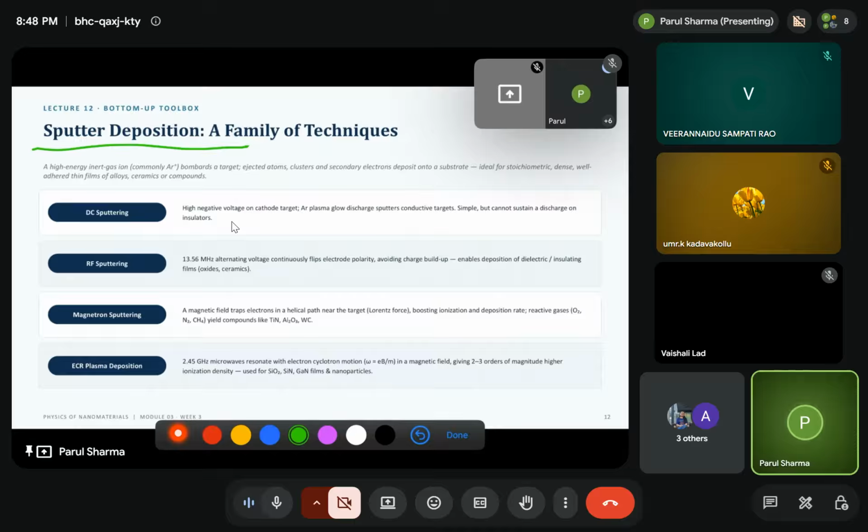So in case of sputtering, there are four options: DC sputtering, RF sputtering, magnetron sputtering, and ECR plasma deposition. In DC sputtering, there is a high negative voltage on the cathode target. Argon plasma glow discharge sputters conductive targets. But we can't use DC sputtering for insulators because it cannot sustain a discharge. That's why we use RF sputtering.